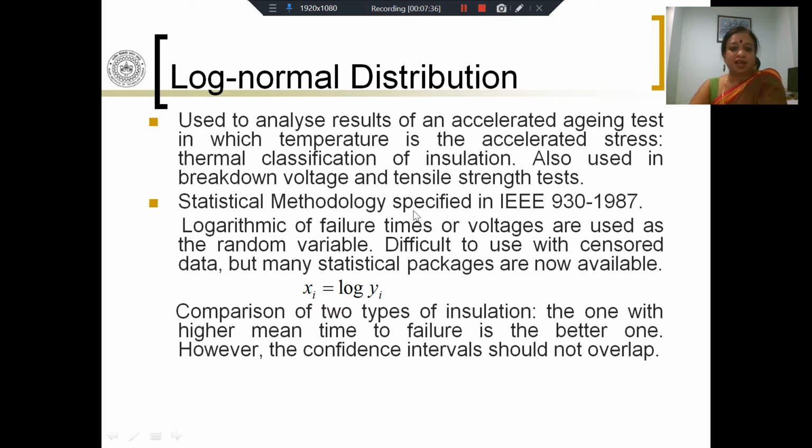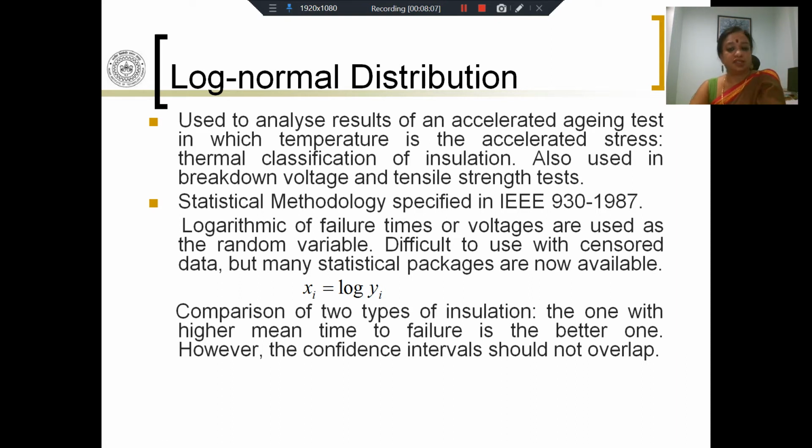The statistical methodology for working with log normal distributions is specified in IEEE 930/1987. The logarithm of failure times or voltages is used as a random variable. So you will have xi, maybe the time to failure, or it can be the breakdown voltage. Whatever it is, we take the log of that and we plot the probability distribution of the log of that curve. Comparison of two types of insulation is possible. The one with the higher mean time to failure is the better one.